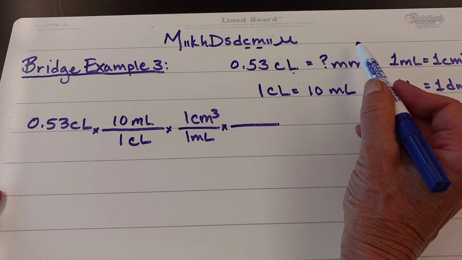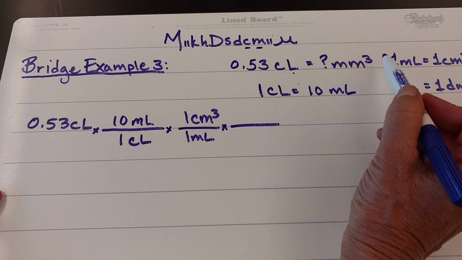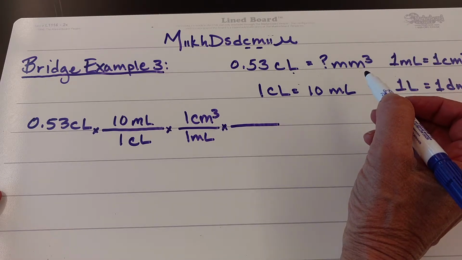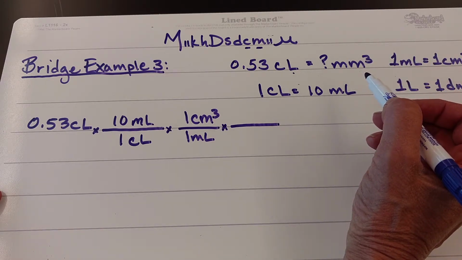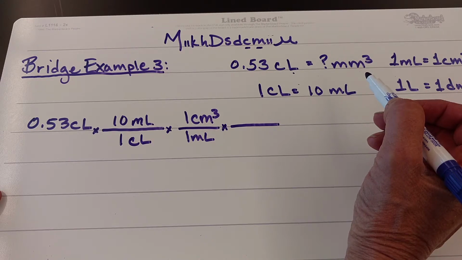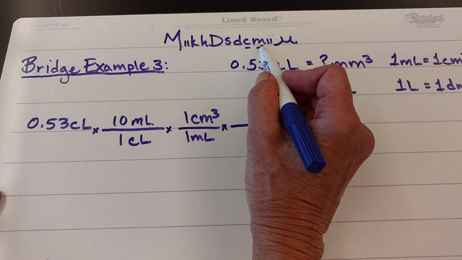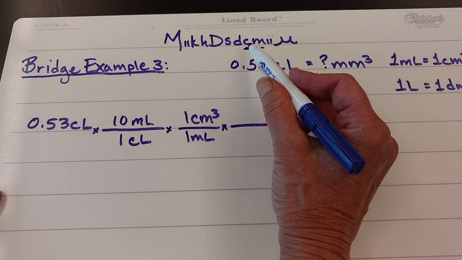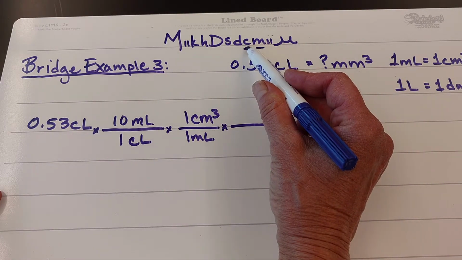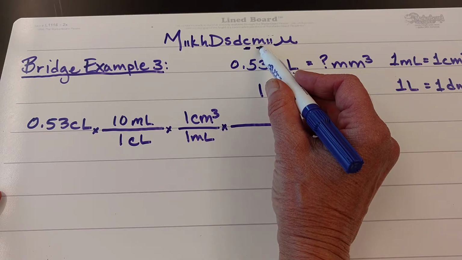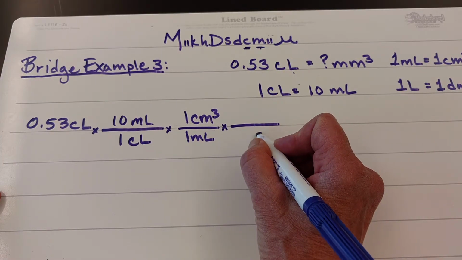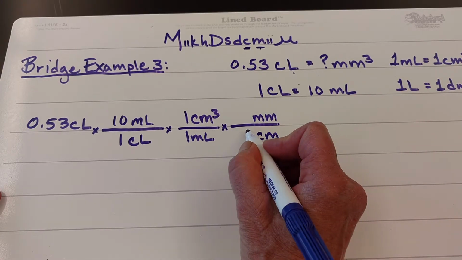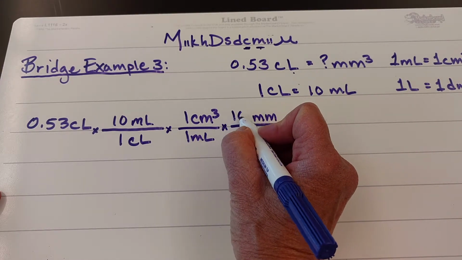Now we need to get into the units that we're searching for, millimeters cubed. So we need to have an equivalence between centimeters and millimeters. Let's look again at our prefix line. In this case, we're using the same prefixes again, where we can say that 1 centimeter equals 10 millimeters. So we'll put centimeters on the bottom, millimeters on the top. 1 centimeter equals 10 millimeters.